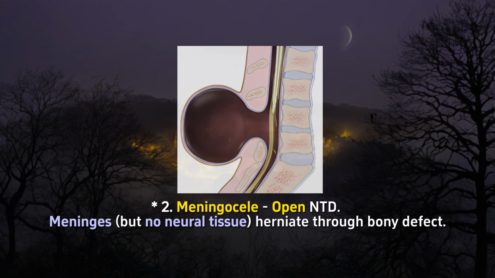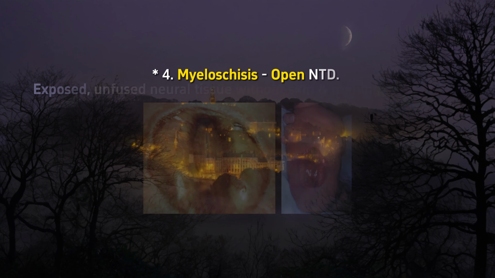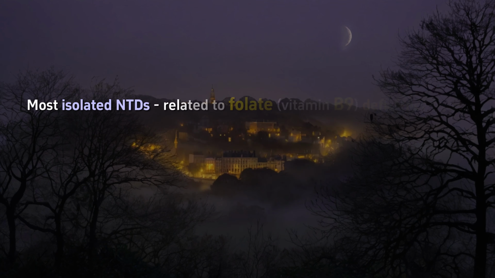Meningocele is an open neural tube defect. Meninges but no neural tissue herniate through the bony defect. Myelomeningocele is an open neural tube defect. Meninges and neural tissue, for example, spinal cord, herniate through the bony defect. Myeloschisis is an open neural tube defect. It has exposed, unfused neural tissue without skin and meningeal covering.